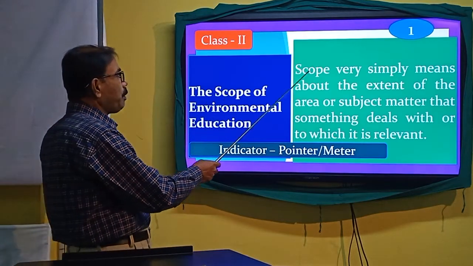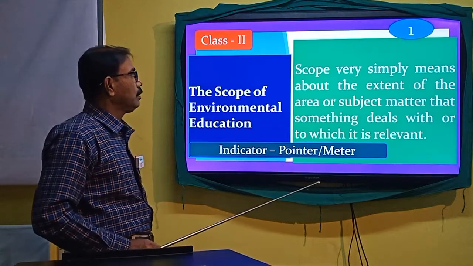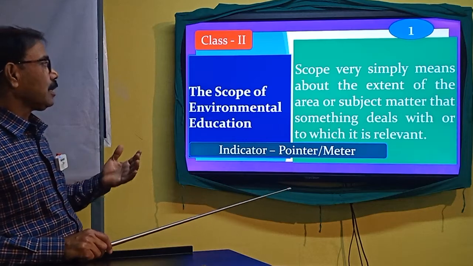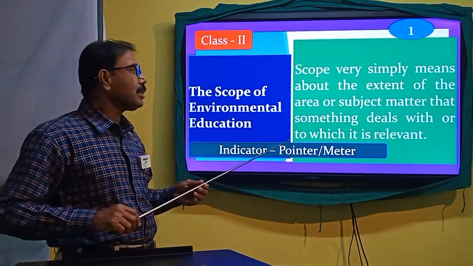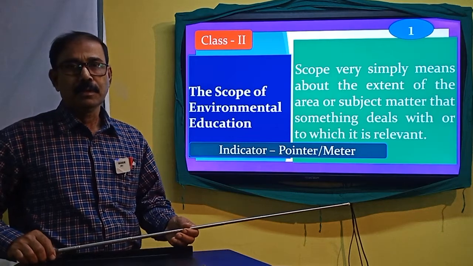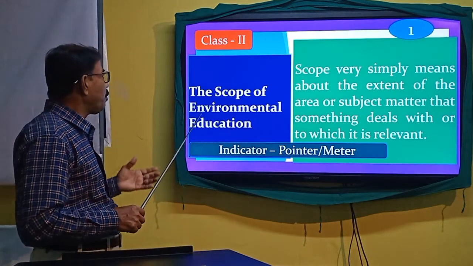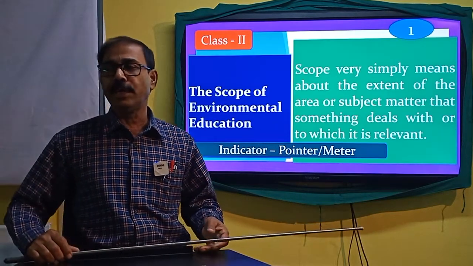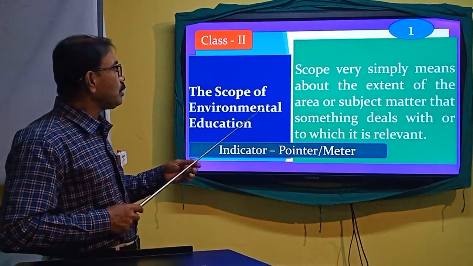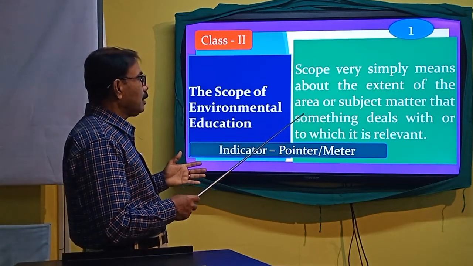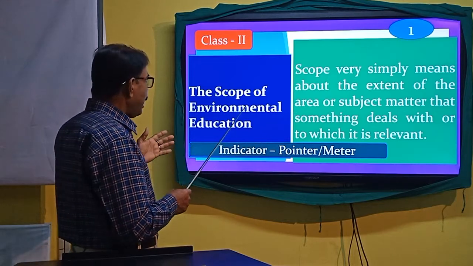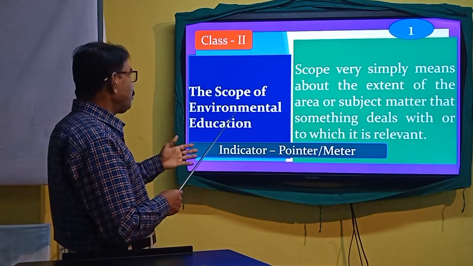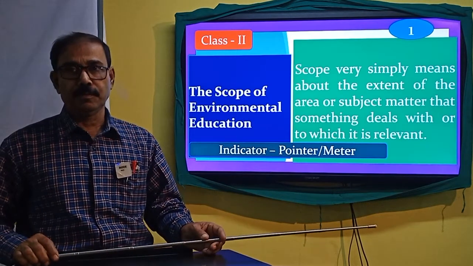the term scope very simply means the extent of the area or subject matter that something deals with or to which it is relevant. By saying the scope of environmental education, we mean the extent of the area of environmental education or the contents that environmental education deals with.